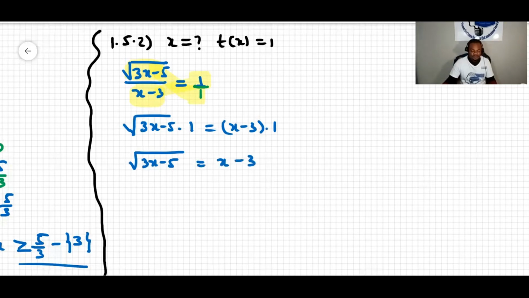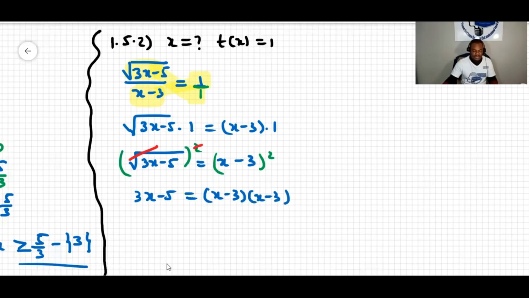Now, to solve this, we set both sides of the equation to the power of 2, because the power of 2 will cancel the square root. Then we will be left with 3x minus 5 equal to x minus 3 times x minus 3. And then this makes what?